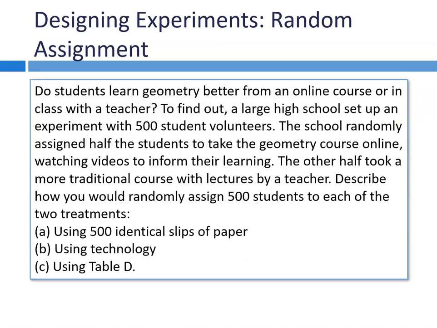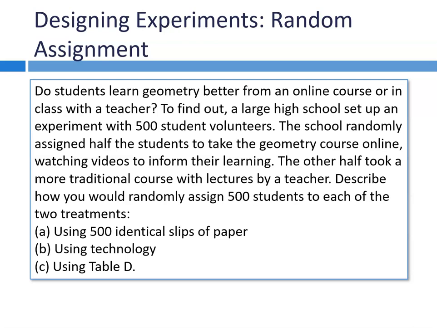So let's go through an example and talk about how we would do this. Here's the question. Do students learn geometry better from an online course or in class with a teacher? To find out, a large high school set up an experiment with 500 student volunteers. It's okay that the students were volunteers here because we're not doing sampling, we're doing an experiment. So it's okay if they're volunteers because the random assignment is going to take care of the volunteer aspect. So the school randomly assigned half the students to take the course online, watching videos. The other half took a more traditional course with lectures by a teacher.